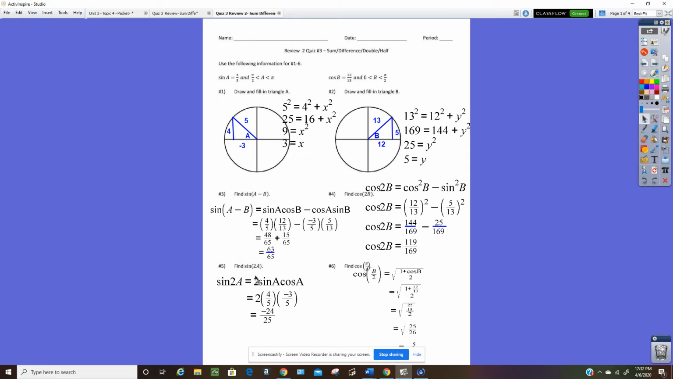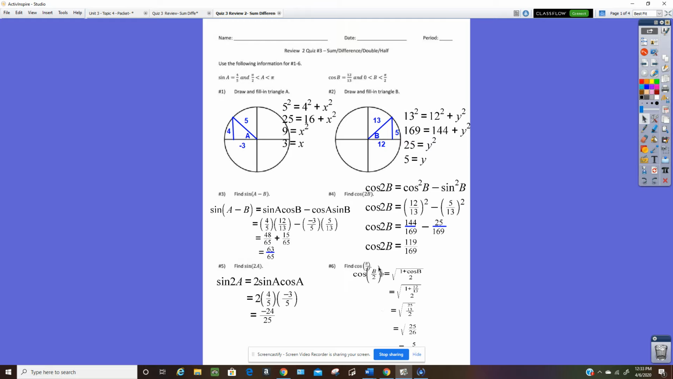Number 5, sine of 2a is sine 2a. Let me say that again. Sine 2a is equal to 2 sine a cosine a. Sine of a is 4/5, and then cosine of a is -3/5. Multiply these all together, you get -24 over 25.